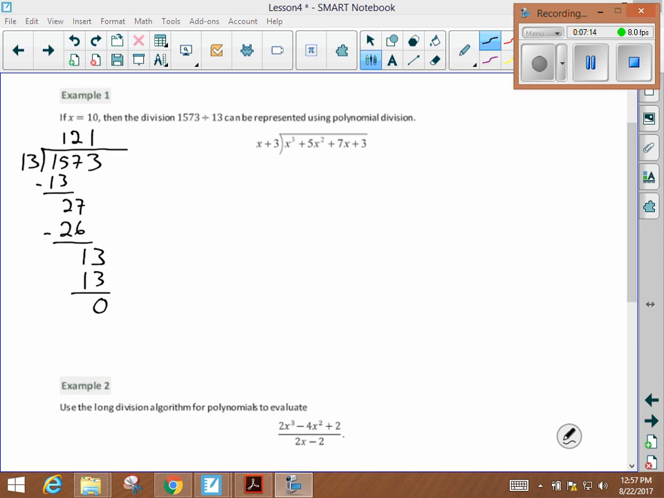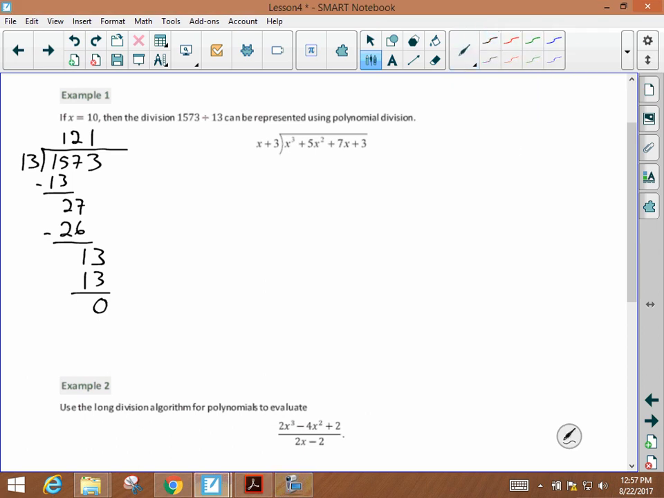Alright, so I'm going to rewrite the problem right over here, because I'm going to run out of room if I do not. So I'm going to write x plus 3, and then we're going to divide that into x cubed plus 5x squared plus 7x plus 3. Here we go.